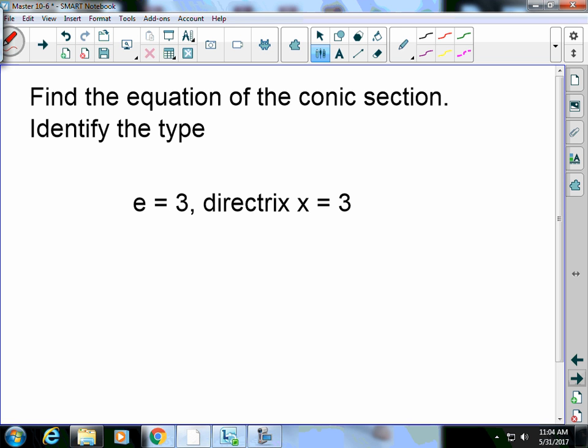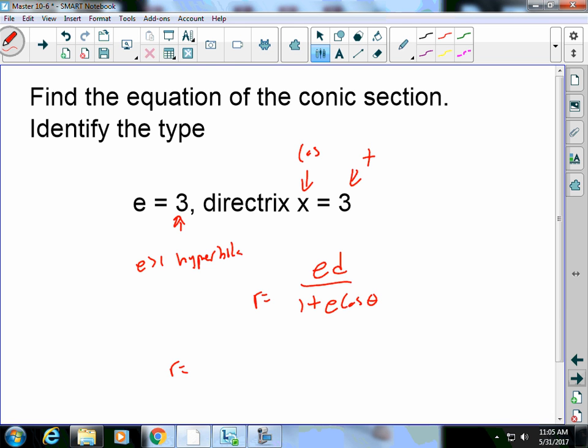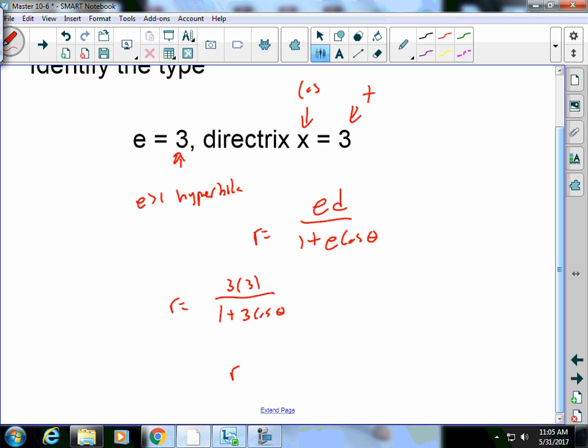So e equals 3. All right, it's greater than 1, so e is greater than 1, hyperbola. X, that means a cosine, positive. So we're looking at r is equal to ed over 1 plus e cosine theta. So r is equal to 3 times 3 all over 1 plus 3 cosine theta. We're almost done. This cleans up nicely to r is equal to 9 over 1 plus 3 cosine theta.